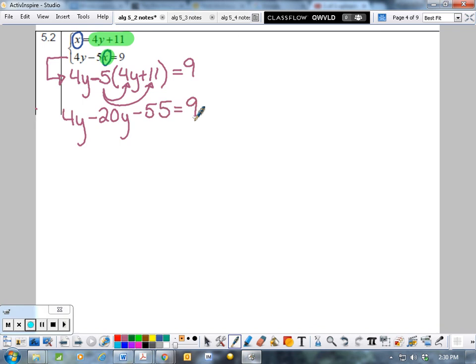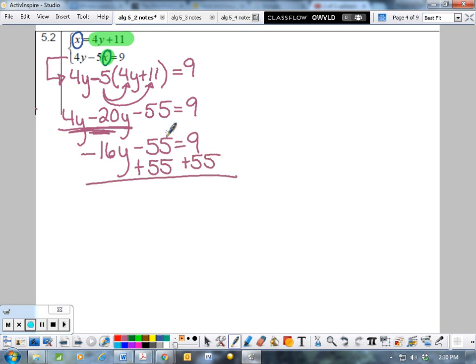Now I have to combine my like terms. They're on the same side. So 4y minus 20y becomes negative 16y minus 55 equals 9. Now I move everything away from the y, starting with the minus 55. So I'm going to add 55 to both sides. So now I have negative 16y equals, and 9 plus 55 is 64. Now I divide by the negative 16 on both sides. So the 16s cancel, the negatives cancel, and y equals negative 4.